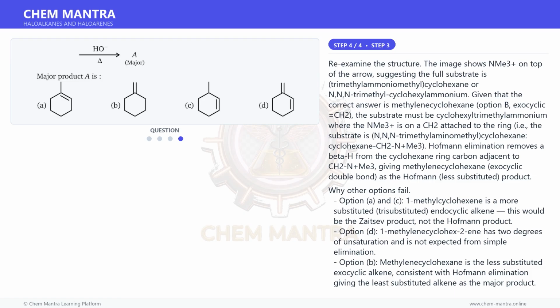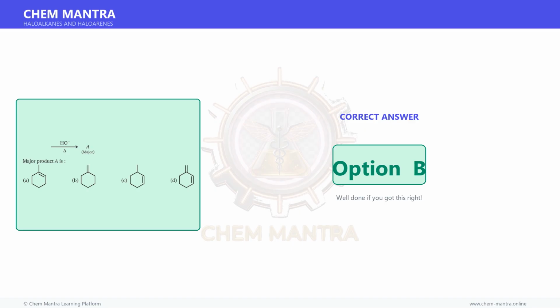Option B, methylenecyclohexane, is the less substituted exocyclic alkene, consistent with Hofmann elimination giving the least substituted alkene as the major product. Therefore, the correct answer is option B.